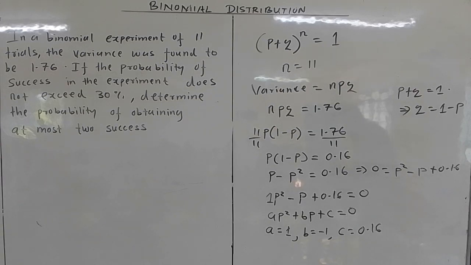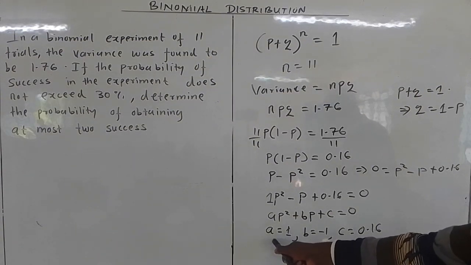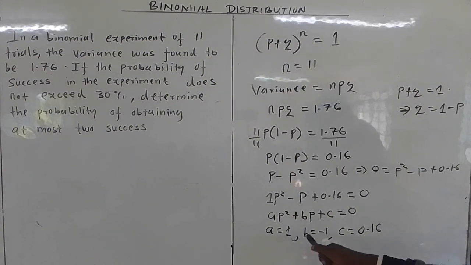That is quadratic, so choose number 3. So there it will tell you to put in the value of a. Key in the value of a, 1. Then you press equal sign to put it. Then you press in the value of b, negative 1. Then you press equal sign to key in. Then you press in the value of c, 0.16.